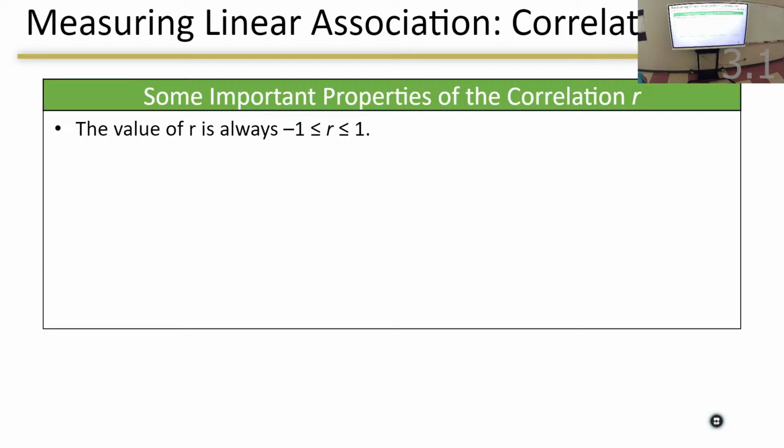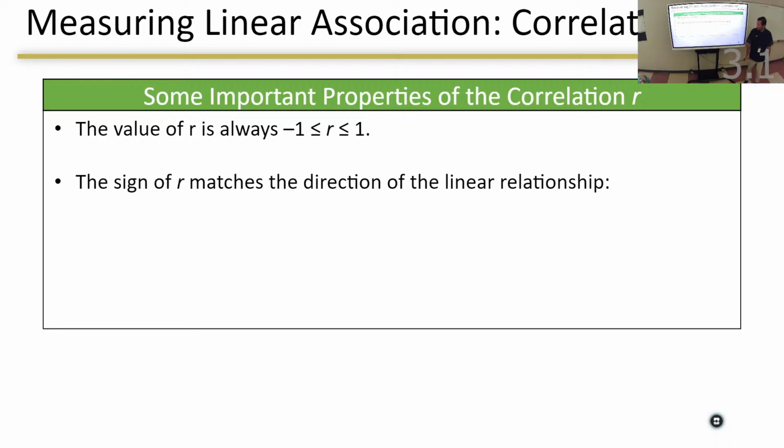It's between -1 and 1. It will never be smaller than -1, and it will never be bigger than 1. These are decimals between -1 and 1. And then the sign will match the direction. If it's positive, that means it's going uphill. If it's negative, it's going downhill. So the sign of R will match the direction.